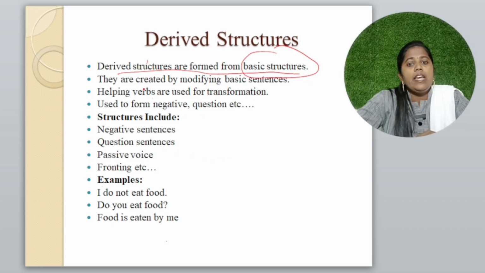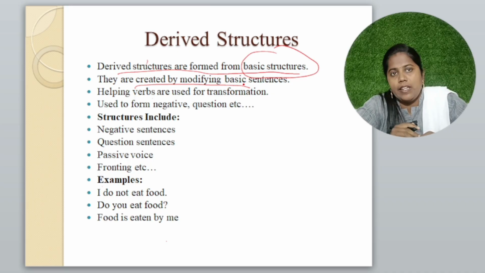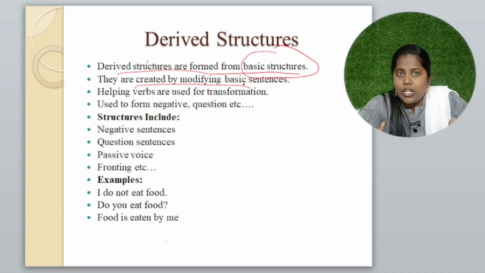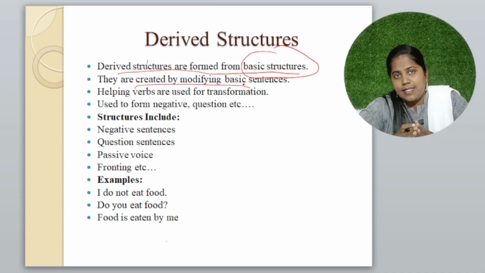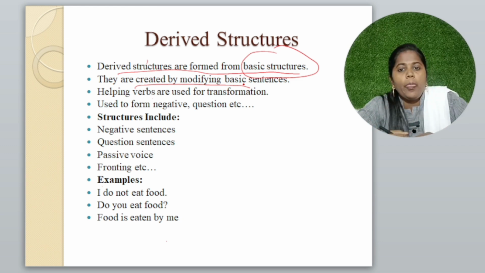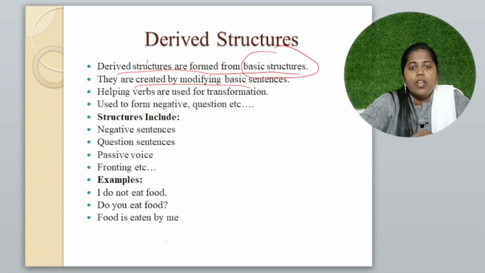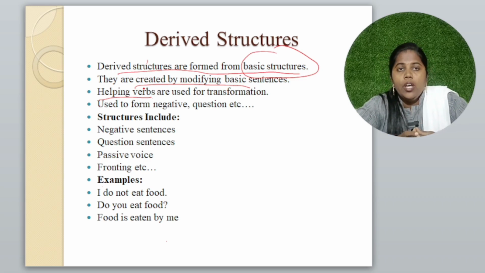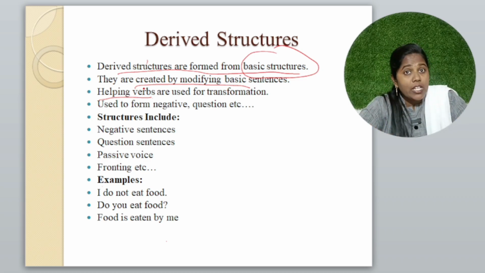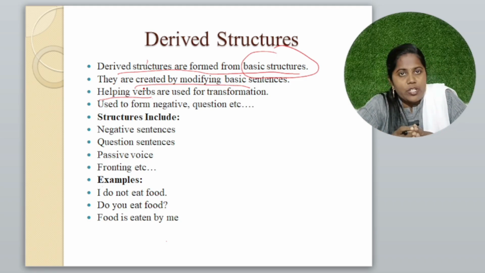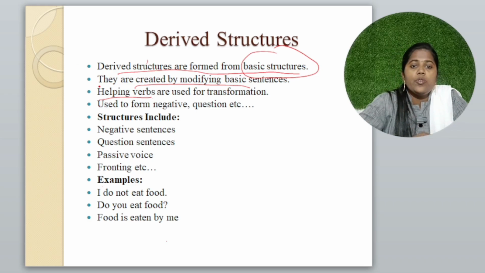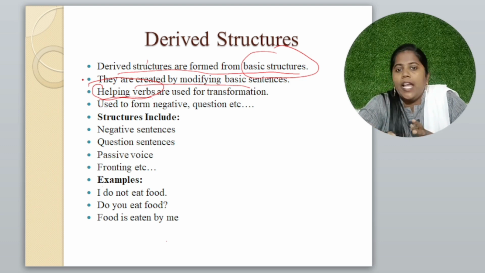The next point is that they are created by modifying the basic sentence. It means if you want any derived structure, you have to modify whatever basic structure is there. How we are going to modify, we will see in the next slides. Next, helping verbs are used for transformation. We are deriving new structures. It means we are transforming basic structure to derived structure. But for this, what are we going to use? We are using these helping verbs.